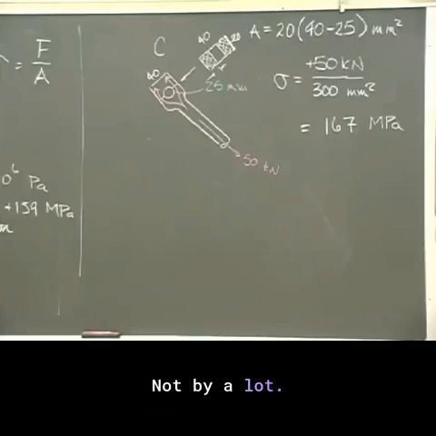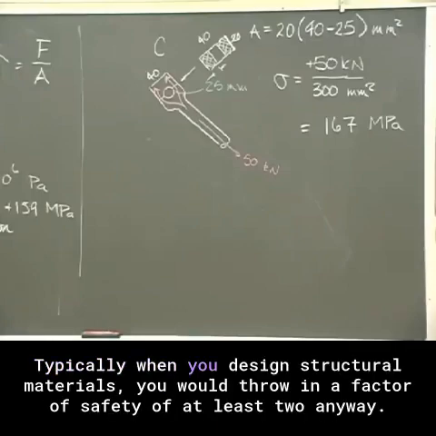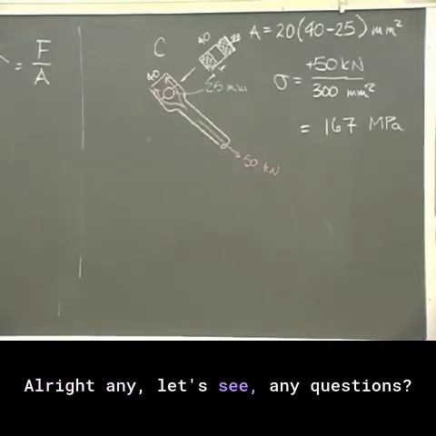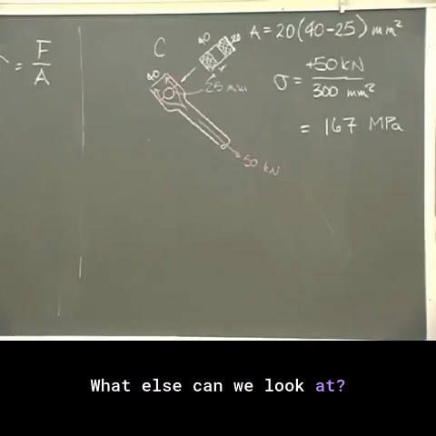Not by a lot. Typically when you design structural materials, you throw in a factor of safety of at least 2 anyway. But it does highlight the fact that the concern is not in the middle of the piece, but at the end where the shape of the piece has been changed and is now pinned through. All right, let's see, any questions? And what else can we look at?